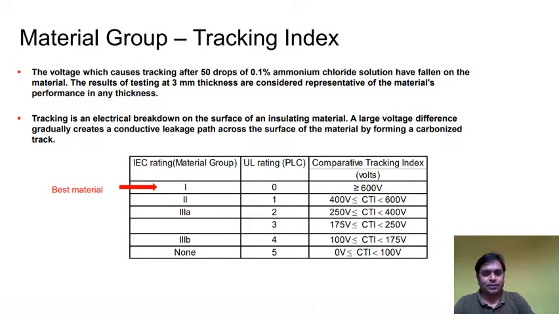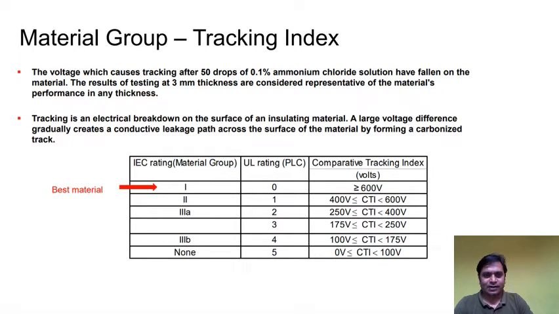So under material group, tracking index is the voltage which caused the tracking after 50 drops of 0.1% ammonium chloride solution have fallen on the material. The result of testing at 3 mm thickness is considered representative of the material performance at any thickness. The tracking is an electrical breakdown of the surface of an insulation material. A large voltage difference gradually creates a conductive leakage path across the surface of the material by forming a carbonized track. So that's why we categorize material tracking index under different categories.